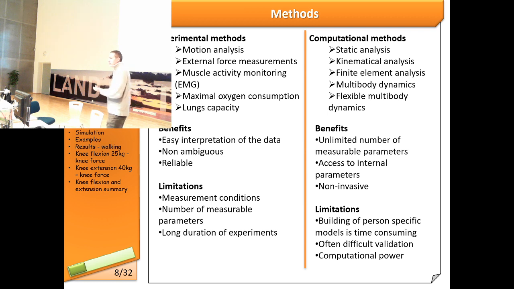Now, what we do in the computational methods, the simplest way is to do some static analysis. So you just take a human posture, you assign some weights to different body segments, you assign some pose to the human, and then apply some forces and calculate what are the forces in the joints, what are the static forces, for example, in the ground contact, or in any other place, whatever is interesting. That's a simple thing, and you can do it even on paper. It's a little bit tedious, but you can do it.